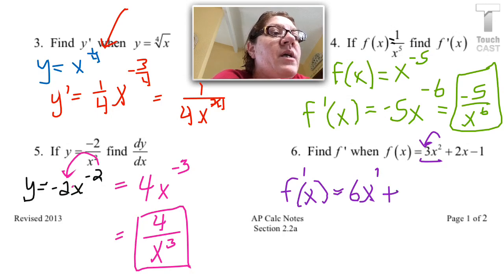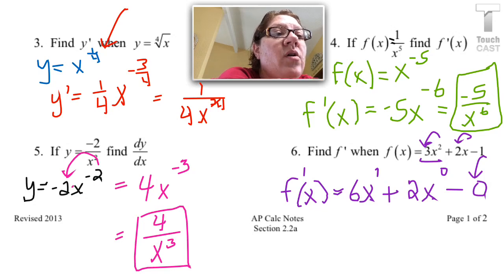Plus, then I do the next piece, powered down. Remember, that's currently a power of 1. So 1 times 2 is 2. And then I power down. That'll be x to the 0. Well, I'm not going to write x to the 0 because that's just really 1. And then subtract. Now remember, this is a constant, and the derivative of a constant is 0.